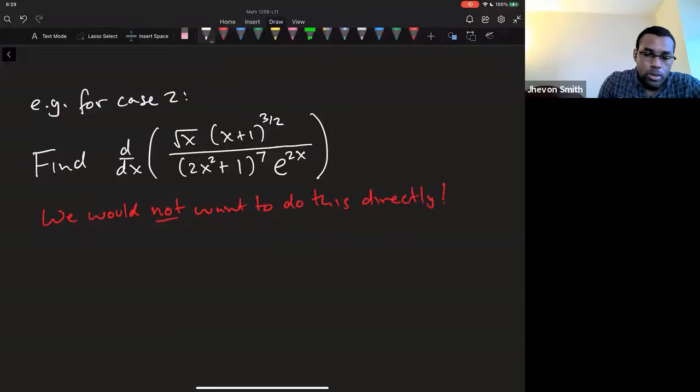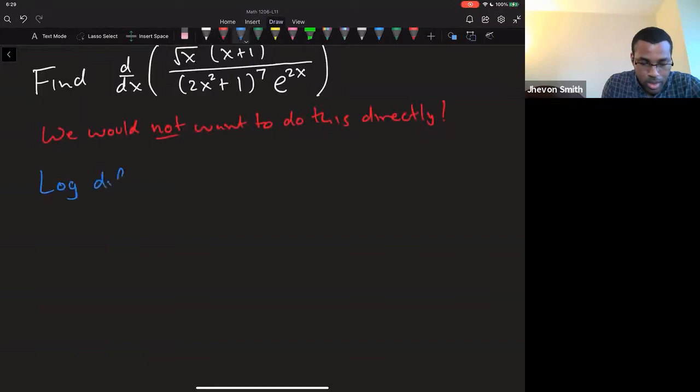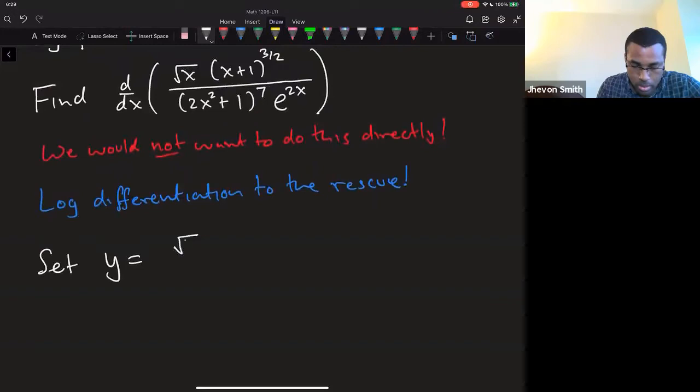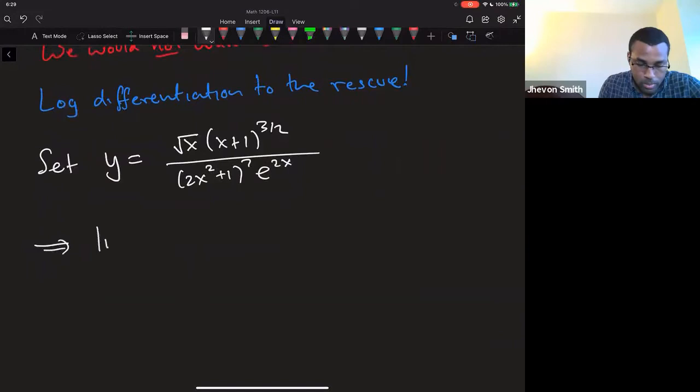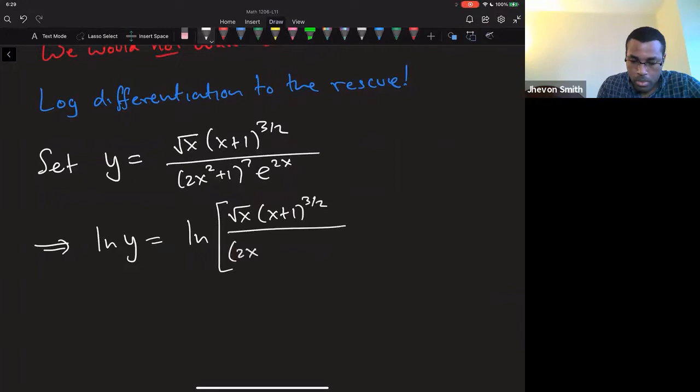However, log differentiation to the rescue. What you can do is you can set y equal to that thing. And then log both sides. Let's forget the square there.